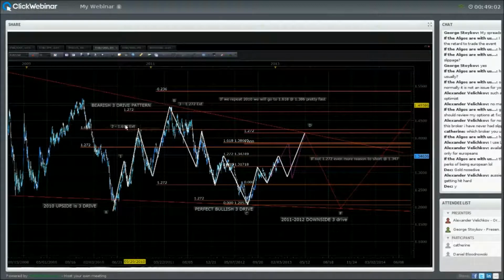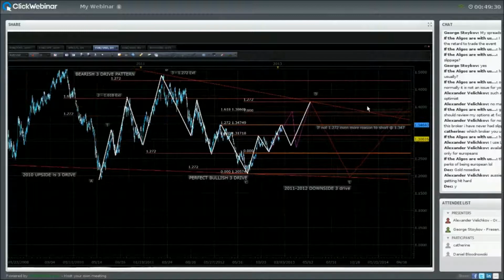You would expect the three-drive to have finished at the 161.8 extension. However, it finished at the 127.2 extension. That doesn't invalidate the pattern. That doesn't mean the pattern wasn't perfect. It just means it is taken upon observation. You always have the two levels, and you have to see which potential reversal zone is the zone to take. These are potential reversal zones. One of the two will be where it will reject almost certainly.